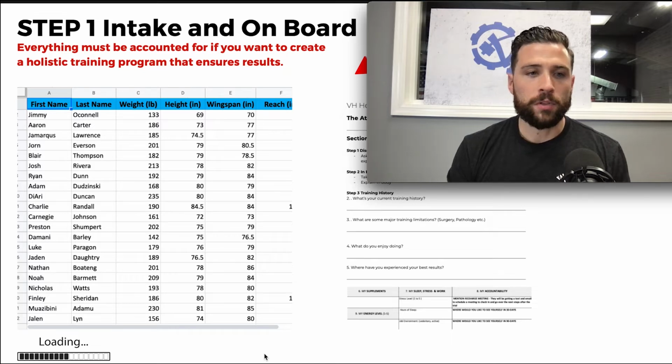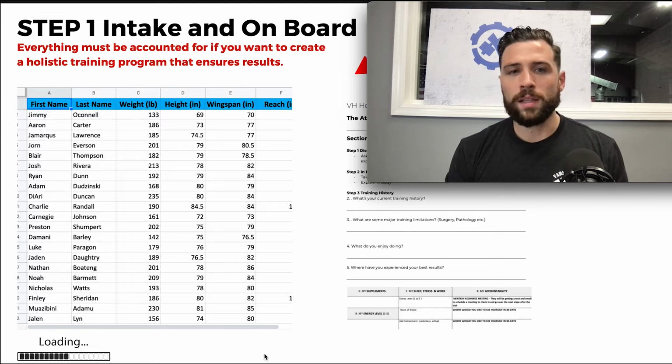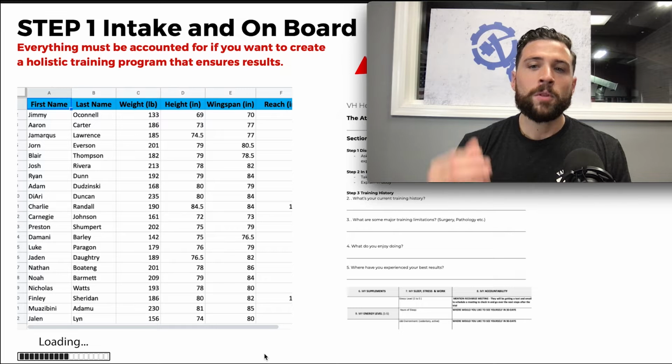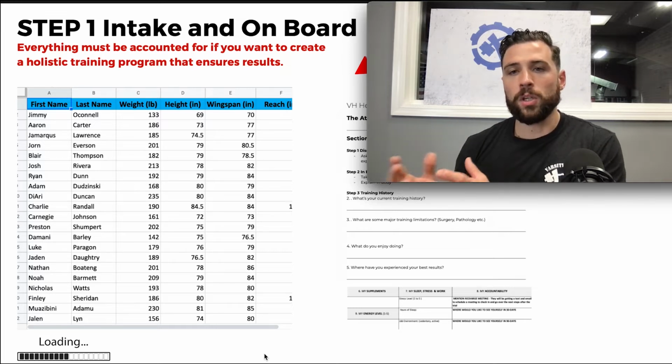We had a bunch of different athletes here. I believe on that day we had 33 athletes. We got their weight, their height, their wingspan, their reach. These were some of their anthropometrics. We added them to the database, or the platform, that we use, called Fusion Sport.